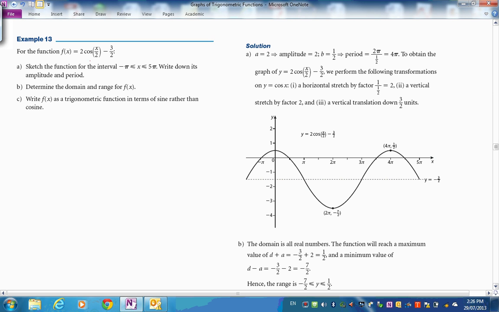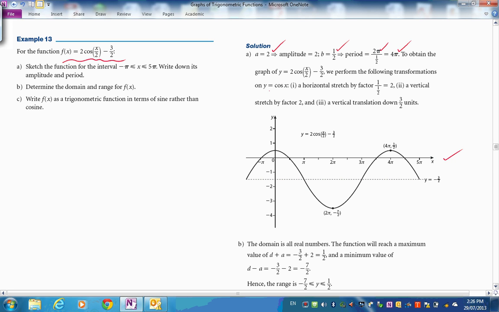Okay, here we have another function. We're going to do the same thing again. Look at the amplitude and look at the period. So b is a half, divide by a half is 4 pi. So this is stretched with a scale factor of 2 now. Okay, sketching the function, let's have a look out to 5 pi.